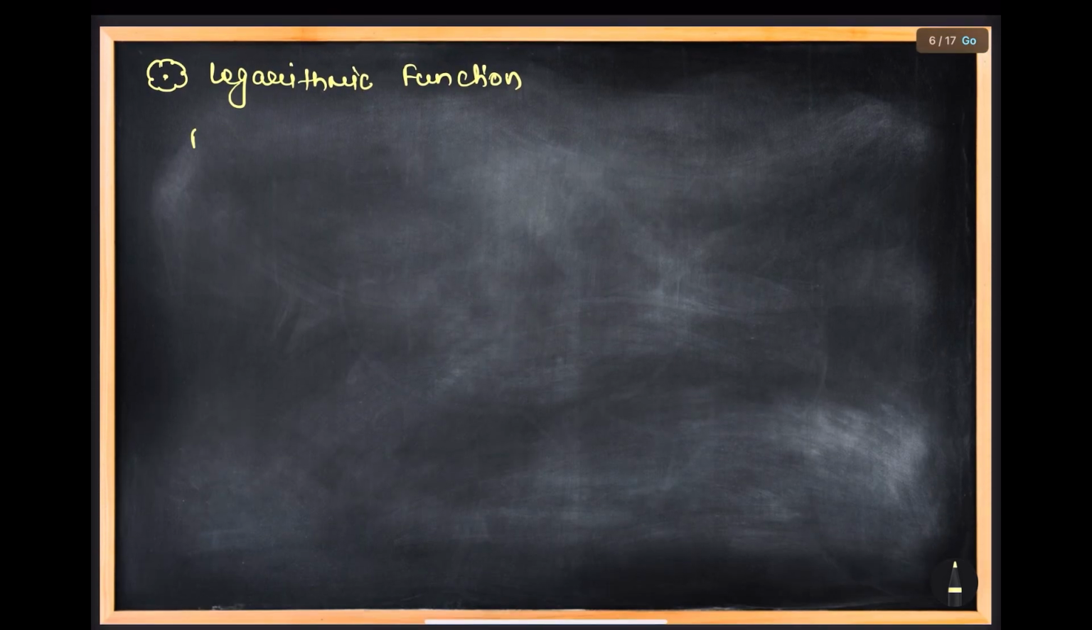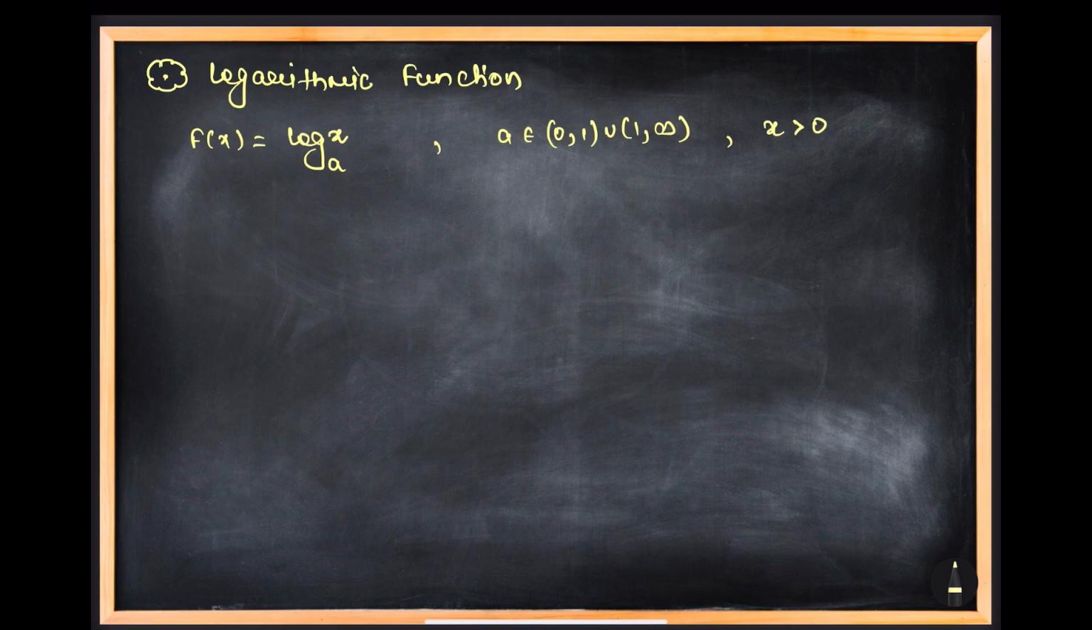Okay, let's move on to the next function, which is the logarithmic function. Suppose that we have f(x) as log x base a. Now try to understand this part. Your a should be a positive number, 0 to 1 union 1 to infinity. You cannot put base as 1, and the base of the log should always be positive. Also, keep in mind that x should be a positive number. This is your domain of the function log x.